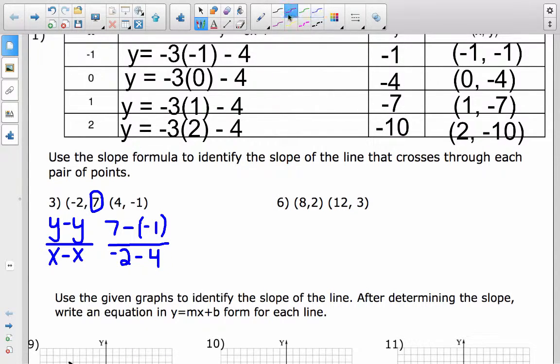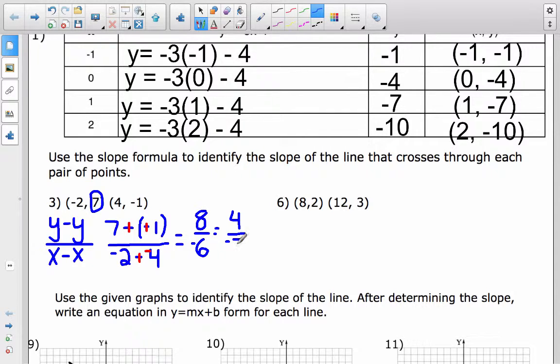When I'm solving, I see 2 negatives here, so I add the opposite, and we add the opposite on the denominator as well. So I end up with 7 plus 1, which is 8. And then negative 2 plus negative 4 is negative 6. I'm going to simplify this fraction. I see that 8 and 6 both have a common factor of 2. So I'll divide both of them by 2, 4 over negative 3.